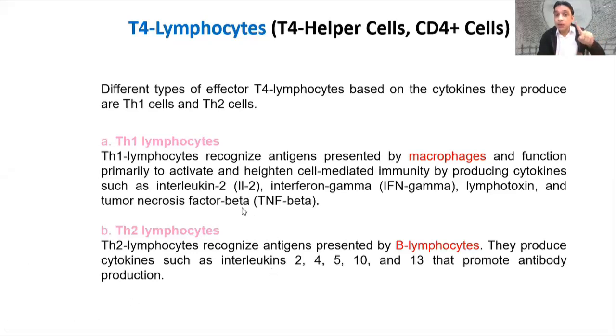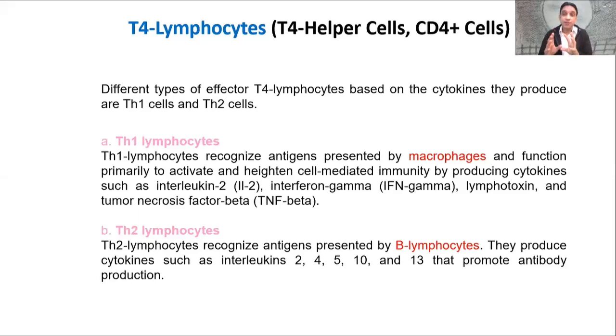For example, the Th1 cells are supposed to produce interleukin 2. It's a cytokine. They are supposed to produce interferon gamma. It's a cytokine. They are supposed to produce lymphotoxins as well as tumor necrosis factor beta, TNF beta. The Th2 lymphocytes are designed to talk with the B lymphocytes. They produce cytokines such as interleukin 2, 4, 5, 10, and 13. And they promote the antibody production as well. So these are the little small molecules which help them to understand what type of job they need to execute.